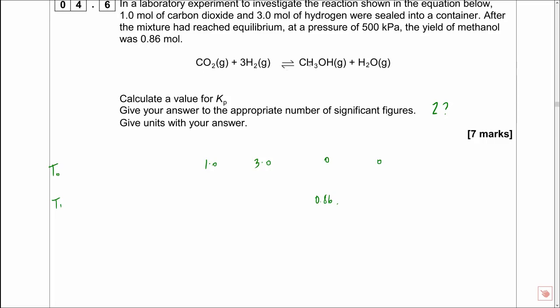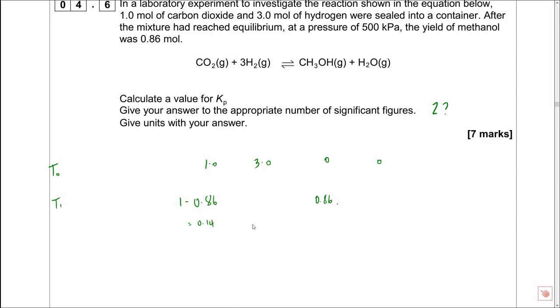So I've now got to work out where this 0.86 comes from. If I look at my ratios, I know that it's a 1 to 1 reaction, the carbon dioxide to the methanol. So I know that 0.86 moles of methanol must have come from reacting 0.86 moles of CO2. Well, because I started with 1, therefore at equilibrium must be 0.14, because it's 1 minus 0.86.